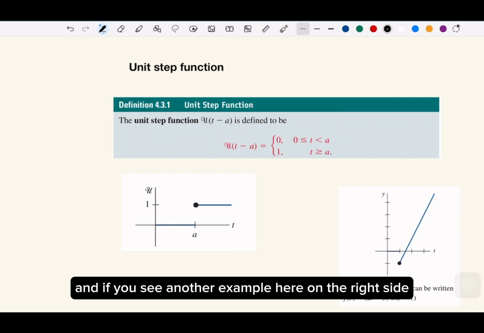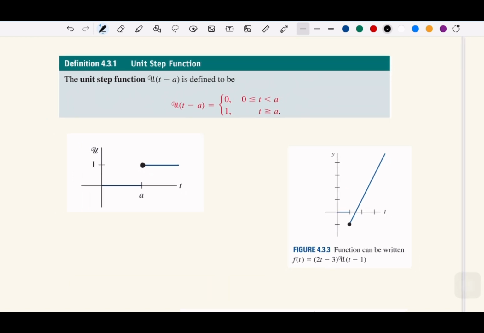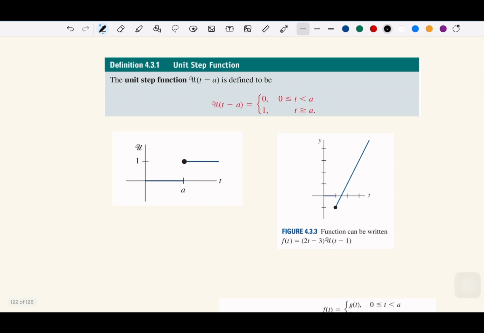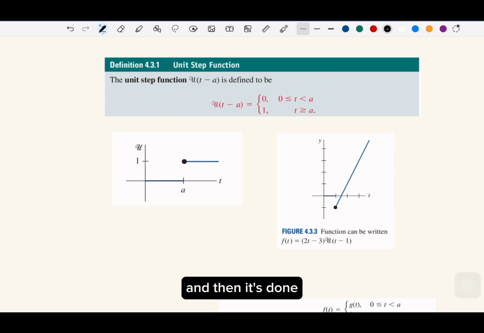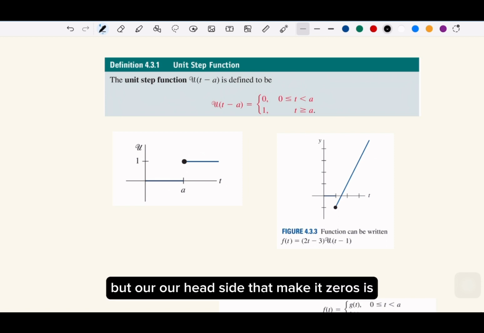And if you see another example here on the right side, we have another Heaviside. So the Heaviside is 0, and then it jumps, and then it's going to be a line equation, which means that this line equation is 2t minus 3, but the Heaviside that makes it 0 is this Heaviside or unit step function t minus 1. Because this is 1 here.